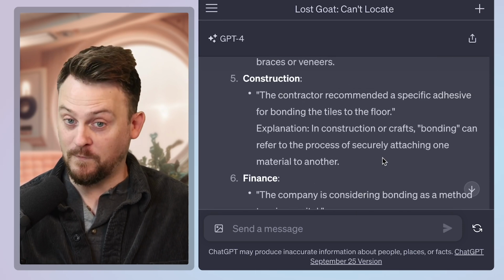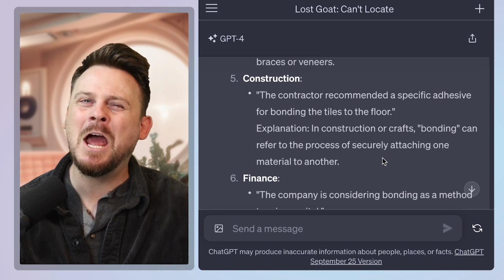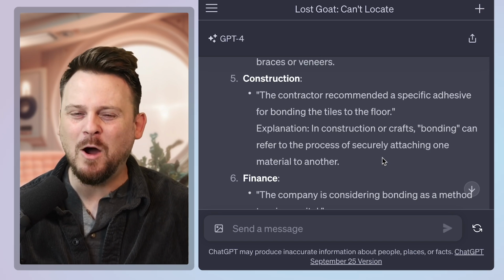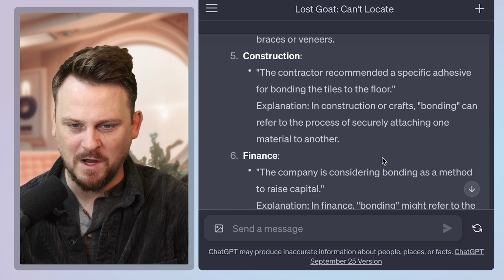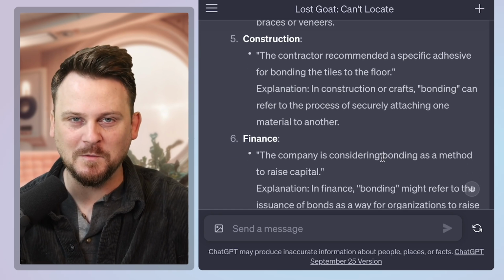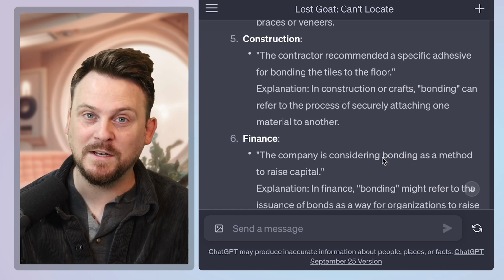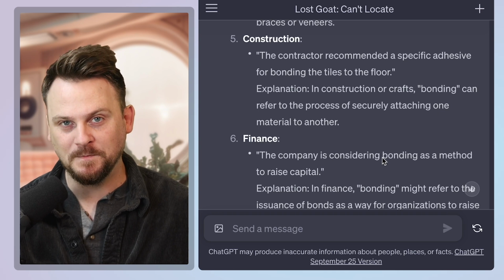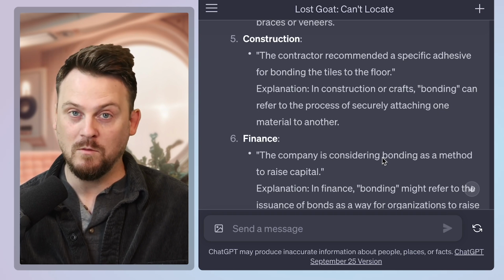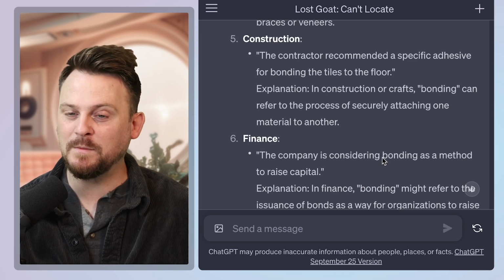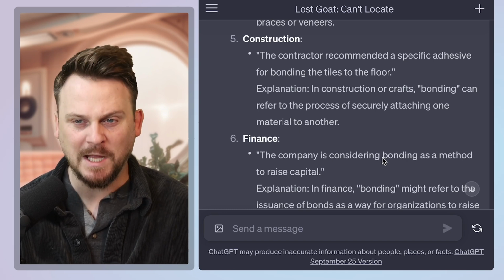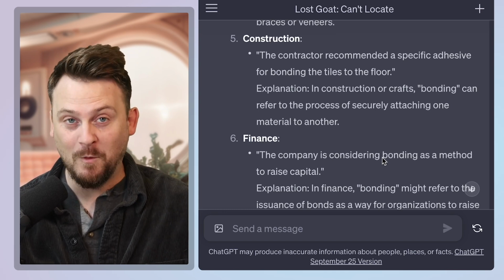You could say, for one of these, could you explain more in depth how to use bonding in terms of finance, right? With some more example sentences and a deeper explanation. Or you could ask for further examples or a quiz or something like that. There's so many ways to explore language. And we just picked out one word, right?